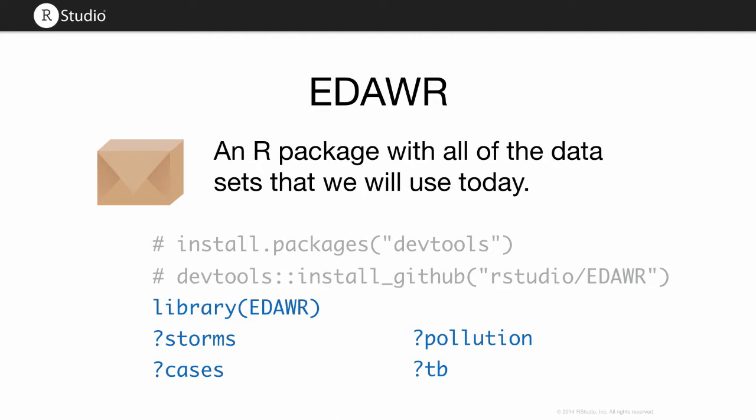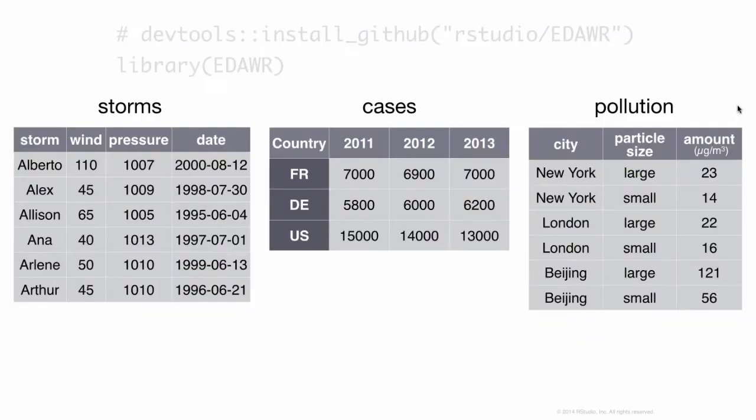rstudio/EDAWR. Inside this package, I have some data frames that are all fairly small, but demonstrate the sort of layout and formatting issues that you might encounter with data in R. For example, here are three data frames from the package. One's some data about hurricanes in the Atlantic Ocean, one's some cases of a disease, in this case TB, in different countries in different years, and one's some data about pollution.